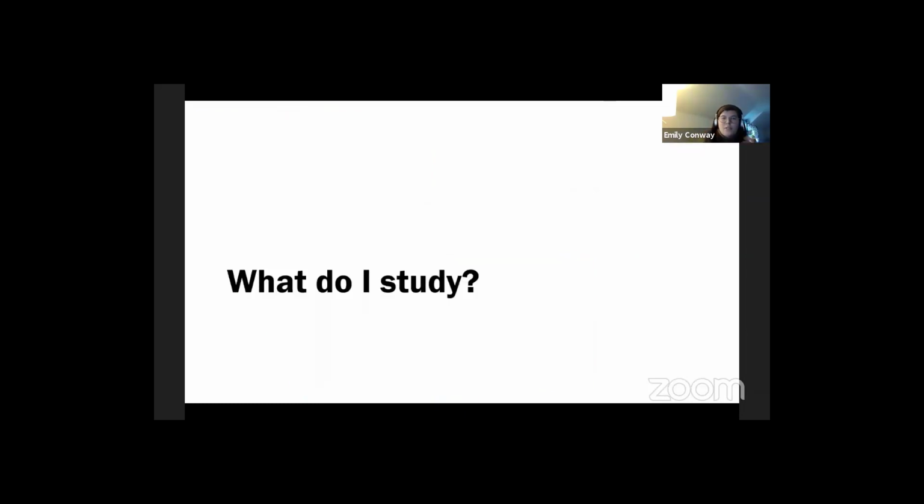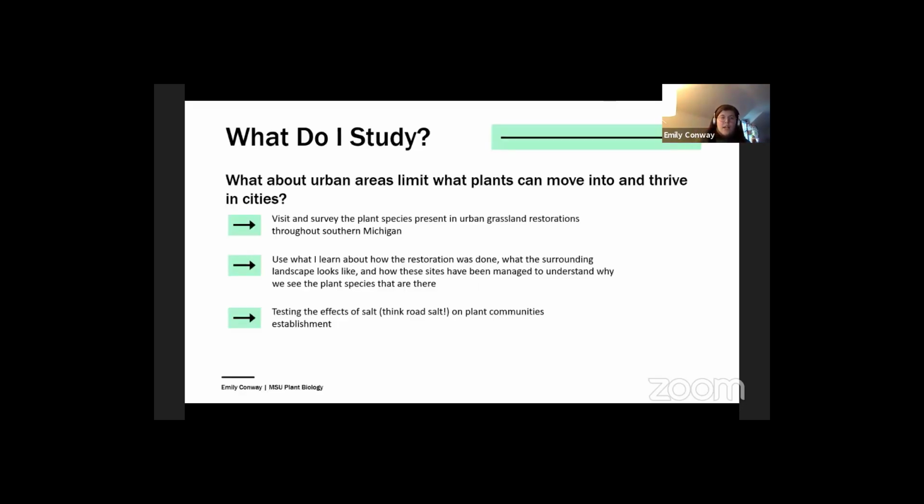So now that we know what urban ecology is, and we've heard some things that urban ecology has taught us, you might be wondering, what do I actually study? So I study a few things. I like to ask the question of, what is it about urban areas that limit what plants can come into cities and actually thrive in cities? So I do this in a few ways.